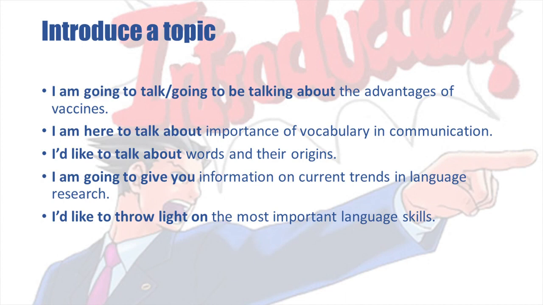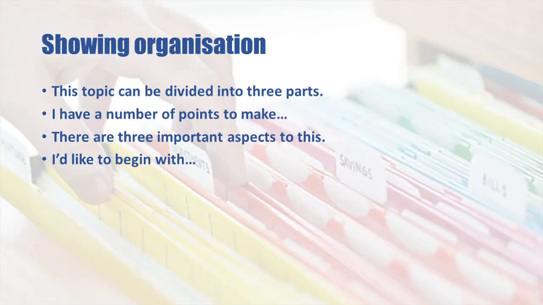Right, the next one is to show organization. So when you talk about a particular topic, you want to break it into manageable or understandable chunks. So that is how you demonstrate your mastery over that particular topic. You show organization, saying that this topic can be divided into 3 parts, or you might have made a number of points about that particular topic. So you could say I have a number of points to make about this topic, or there are 3 important aspects to this. Okay, so that demonstrates the fact that you've done your groundwork and you're able to come up with something very meaningful. Organization. Okay, I'd like to begin with. So that's how you want to start.